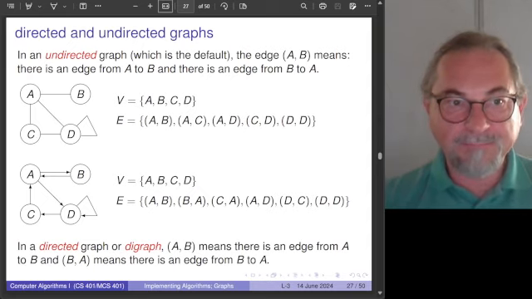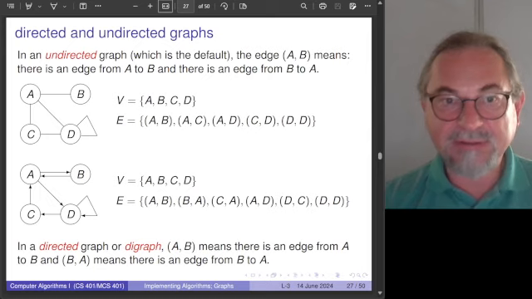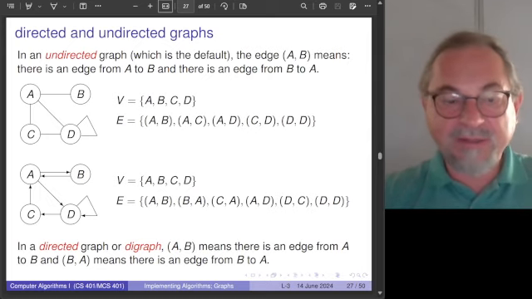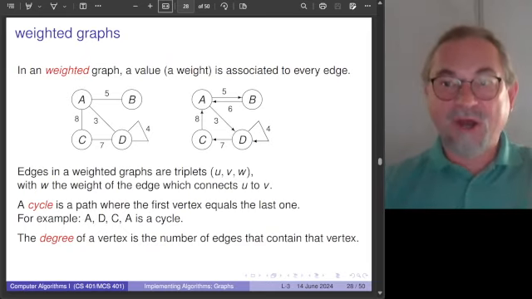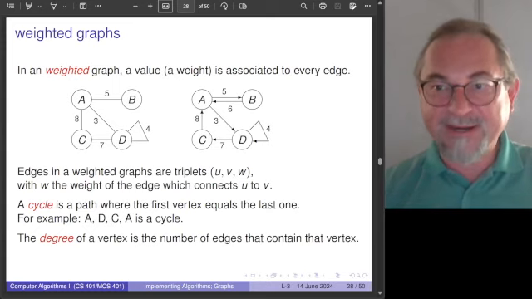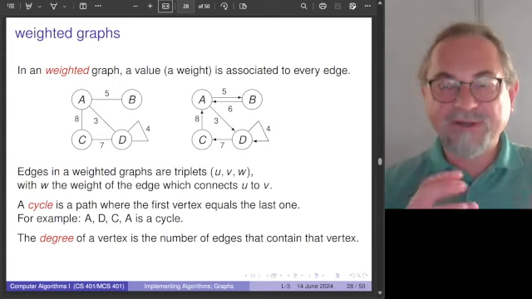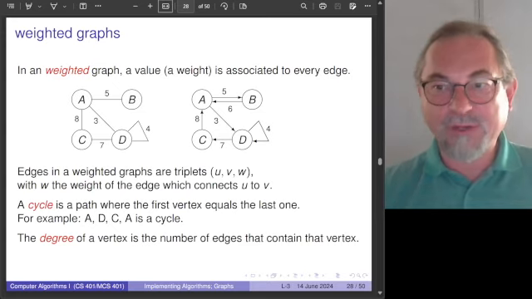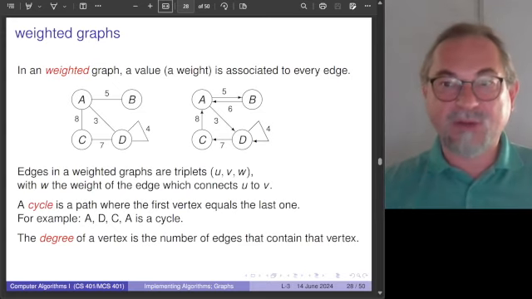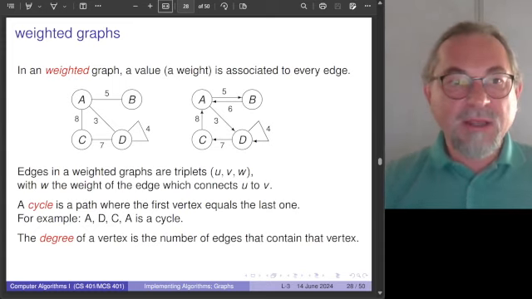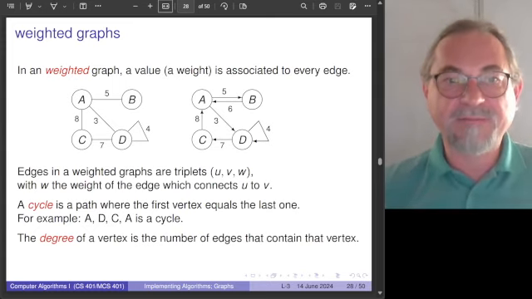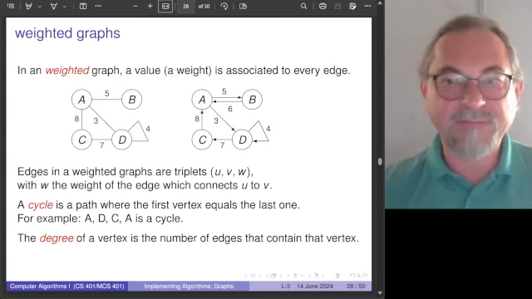Okay, directed, undirected. Another type of graph is the weighted graph. So we will have undirected, unweighted graphs, undirected, weighted graphs, directed graphs that are not weighted, directed graphs that are weighted. So we have 4 different types of graphs. Here is an example of a weighted undirected graph and a weighted directed graph.